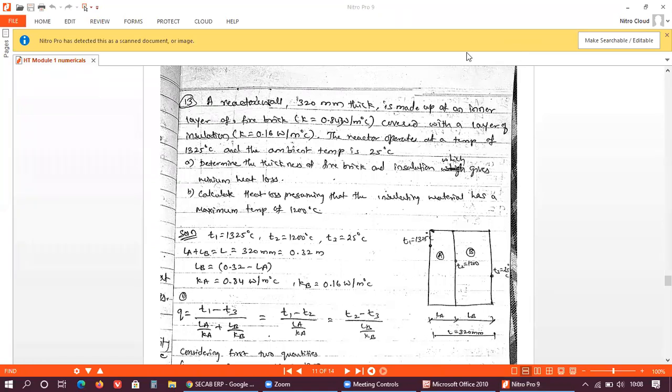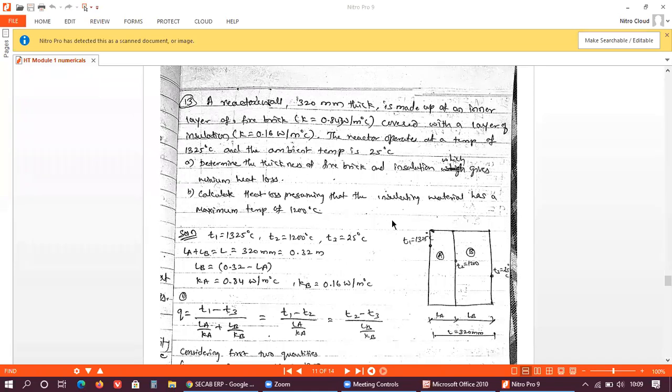At the interface, as you can see, A wall is there as well as B wall. If the intermediate temperature, the point of contact at the center, is 1200 degrees Celsius, then calculate the heat loss, presuming that the insulating material has a maximum temperature of 1200 degrees Celsius. Means again, the value of Q is to be calculated.